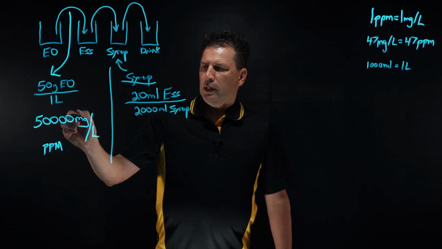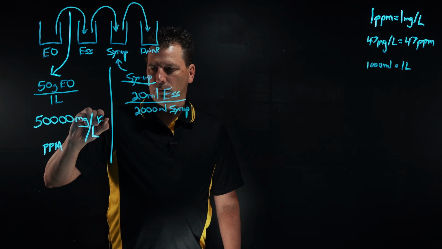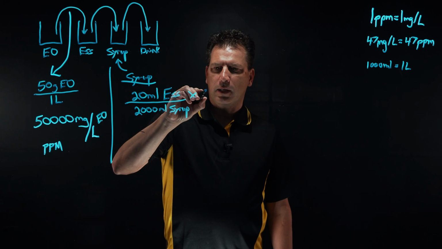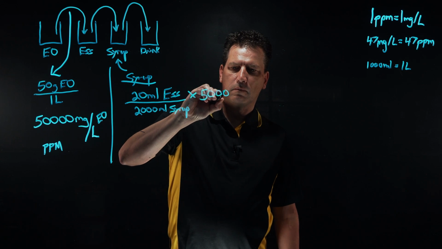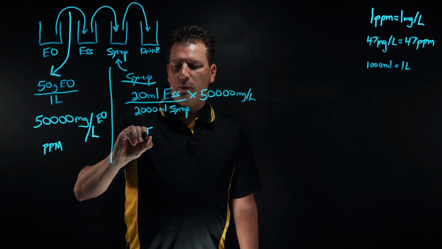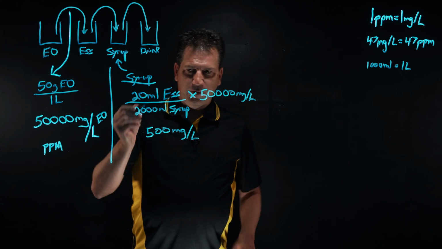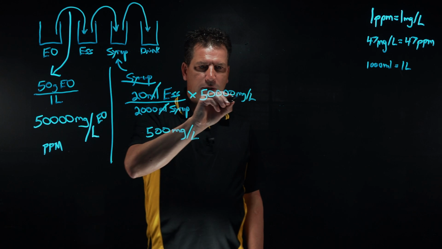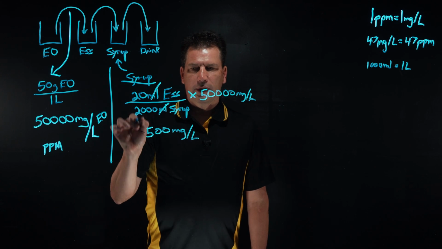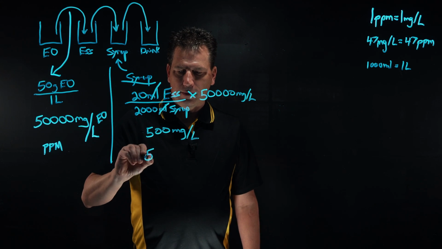The one thing we need to do is take this number here, the concentration. This tells us how many milligrams of essential oil is in a liter. So if we tack that on here, we multiply it and we're going to get 500 milligrams per liter. If you've ever done math, this unit will cross this unit out, and then you're left with milligrams per liter. So 20 divided by 2,000 is 0.01. And then when you multiply that by 50,000, you get 500.